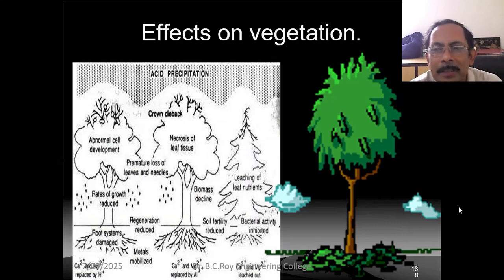Now effects on vegetation: because of acid rain the plant growth is retarded, the leaves become yellow and they fall fast. Now in the soil different types of minerals are there, like calcium, magnesium, different ions are present. In the presence of acid they are getting washed away, and that's why the soil is losing its fertility.